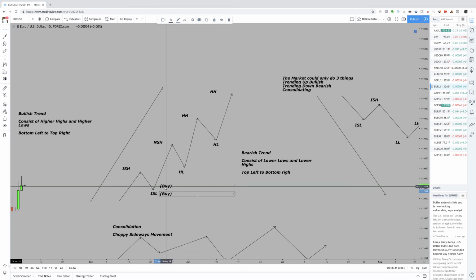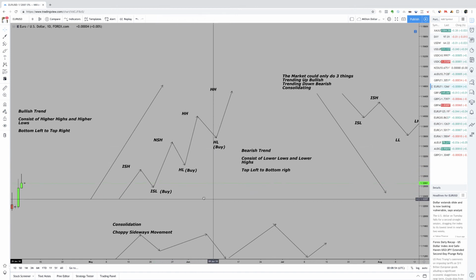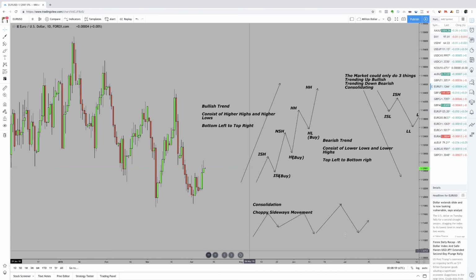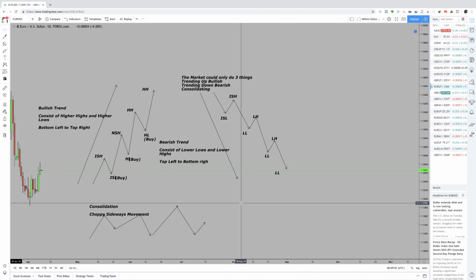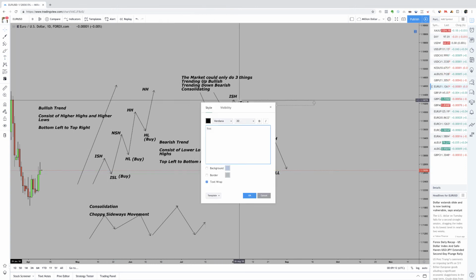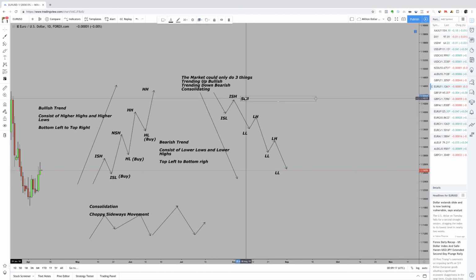I like to buy here. If I am looking at a bearish trend, so in a bullish market, I like to buy when the market retraces. In a bearish trend, I like to sell when the market retraces.